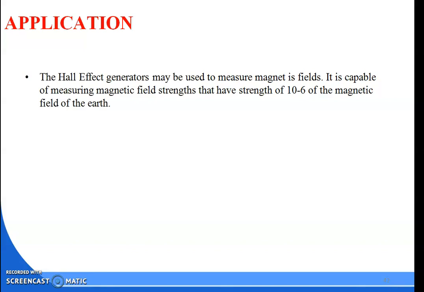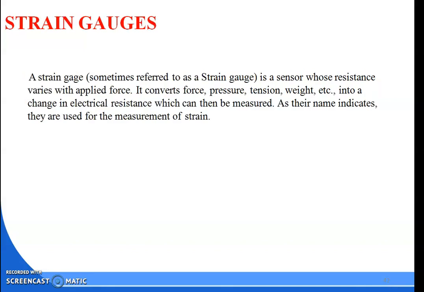Now come to applications. The Hall effect generator is used for measuring magnetic fields. It is capable of measuring magnetic field strengths as small as 10 to the power minus 6 of the earth's magnetic field.